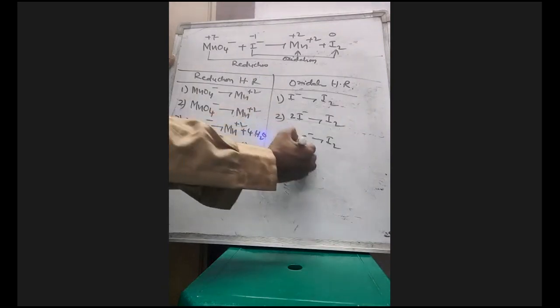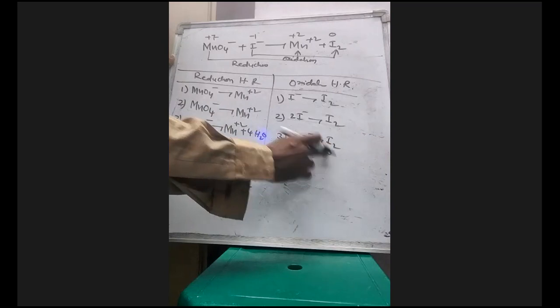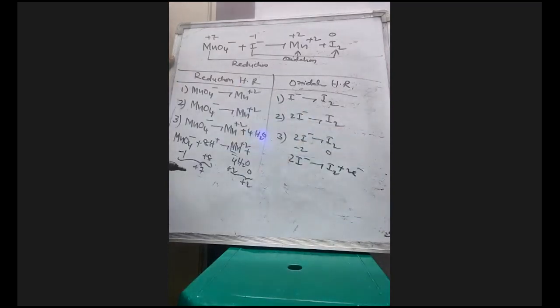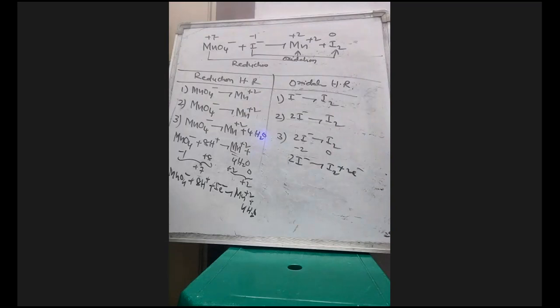And here, if you take the charge of 2I minus, it is minus 2 and 0, so we need to add 2 electrons. Bigger number is 0, and 0 minus minus 2 is 2. It gives I2 plus 2 electrons. Here we need to add the 5 electrons: MnO4 minus plus 8H plus plus 5 electrons gives Mn plus 2 plus 4H2O. Now the charges are also balanced. Now, equalize the number of electrons.